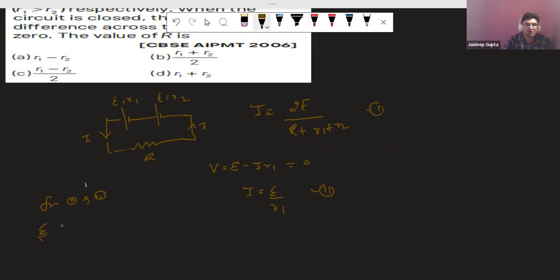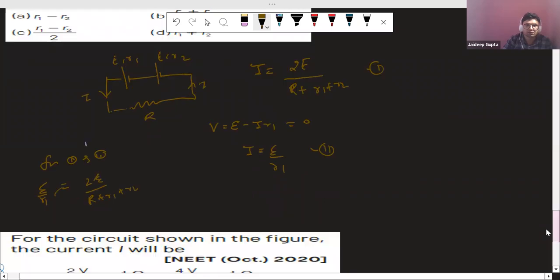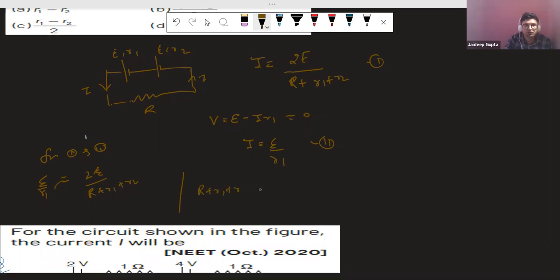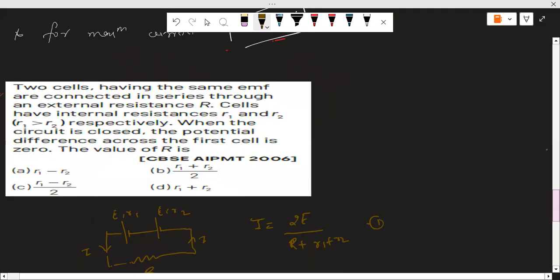E over R1 equals 2E over R plus R1 plus R2. E will cancel out. If you solve it, R plus R1 plus R2 equals 2 times R1. So R equals R1 minus R2. A is the answer. Is it clear to everyone? Yes, sir.